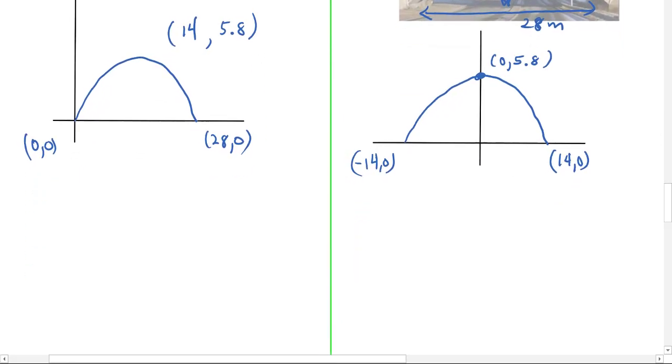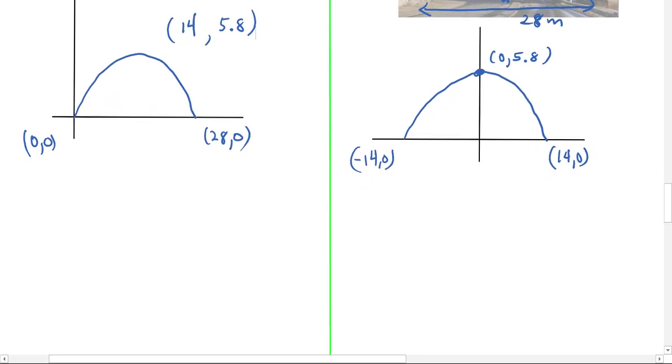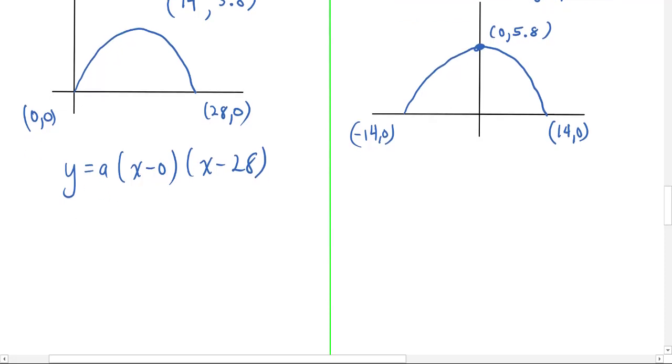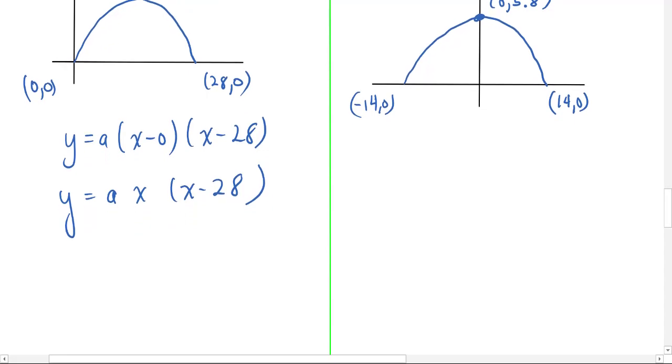So I'm going to start with the left one, come back and do the right one. So we start with y equals a, x minus 0, x minus 28. We don't actually need to write that 0, so another way to write this is y equals a, x, x minus 28. If you like the bracket, you can keep it. Next, we sub in a point. The only point we have that is not the zeros is 14 and 5.8. So 5.8 is our y value, and 14 is our x value.